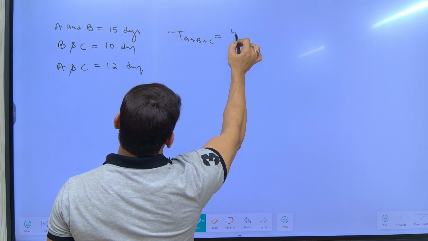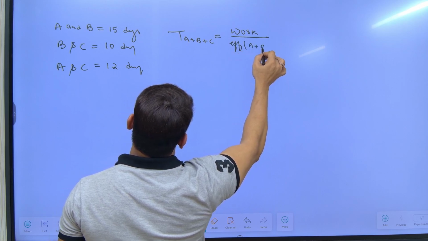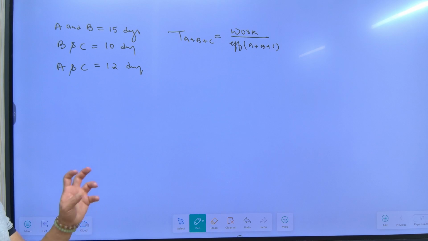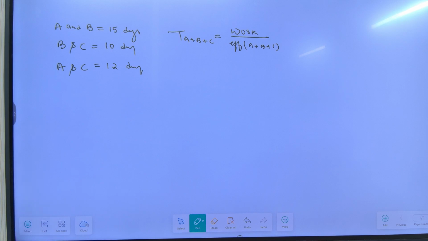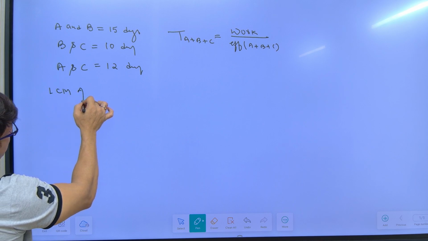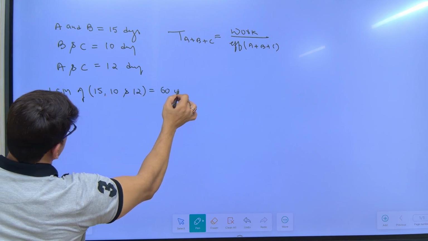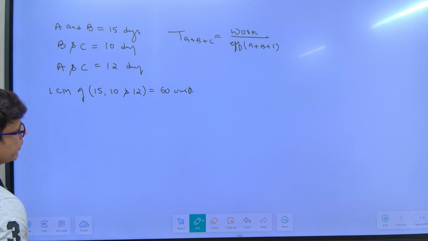So, this will be given by what? Total work by combined efficiency of A plus B plus C, right? This is what we have to find out. So in this case, the together time is given, right? A and B are together doing this work. B and C together doing this work. A and C together doing this work, right? And I have to find out times. First, take the total work as LCM of 15, 10 and 12. LCM of 15, 10 and 12 is 60 units, or not?